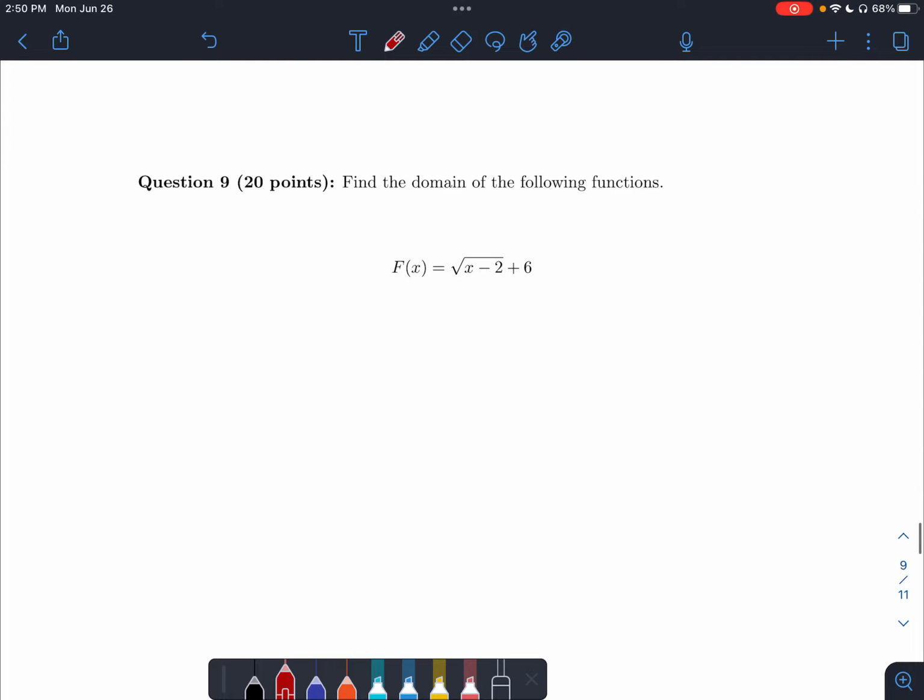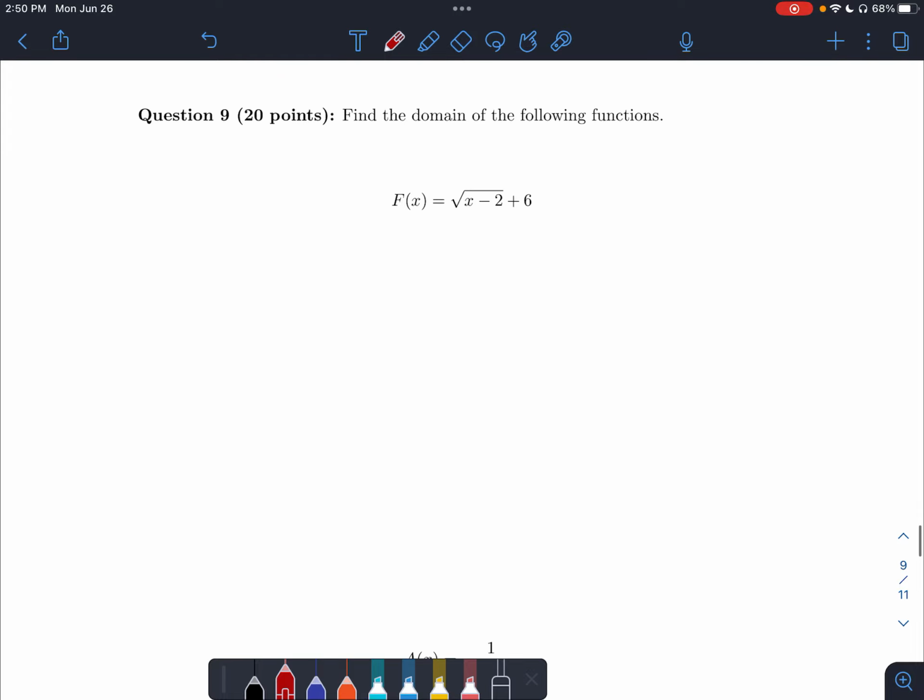Okay, so next question, we want to find the domain of the following functions. Here we have f of x is equal to the square root of x minus 2 plus 6. So the domain, again, is any values that you can plug into this function and it still makes sense. Don't be tricked here with this one. Remember, when we're dealing with square root functions, the only thing that really matters is what's underneath the square root sign. We can ignore the plus 6. That's not relevant here.